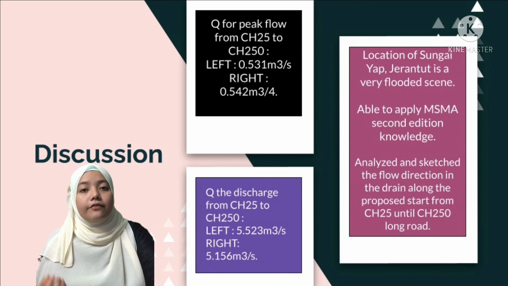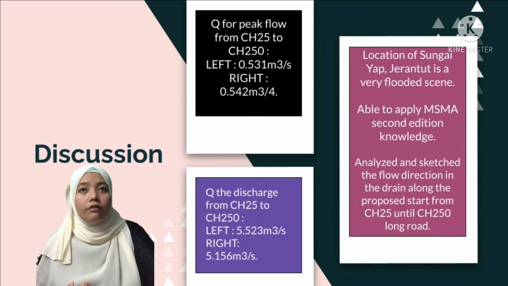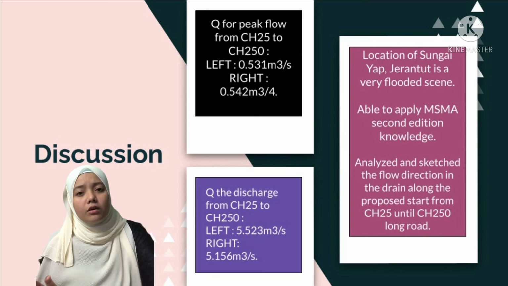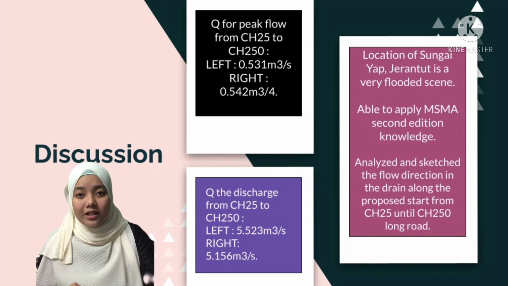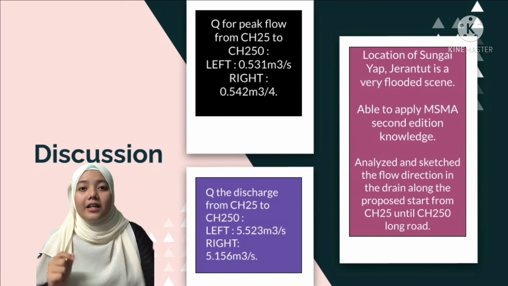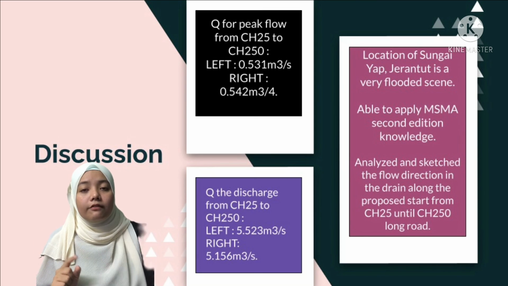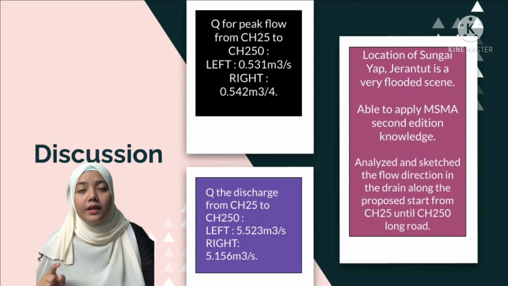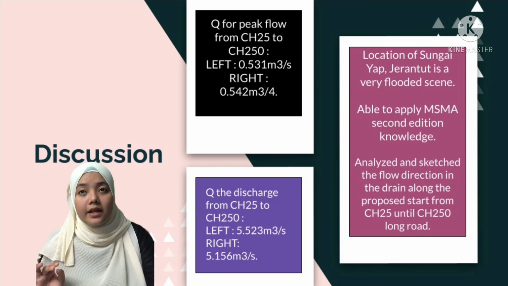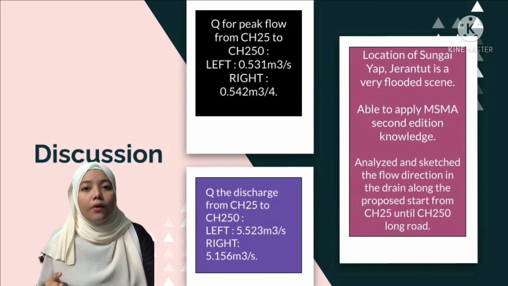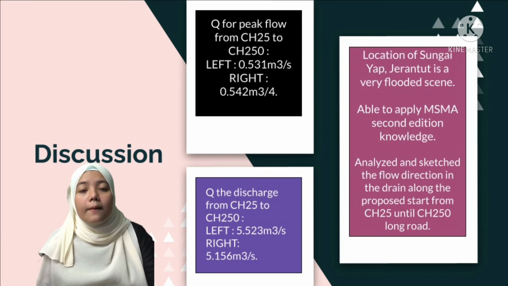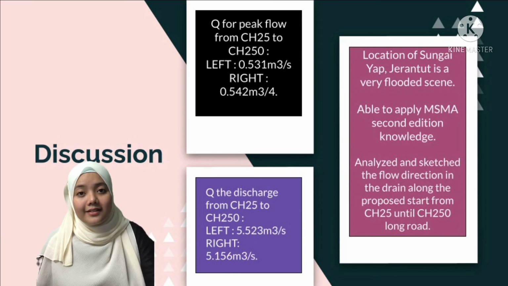Next, we find the peak flow. For the left side from CH25 until CH250, the value is 0.531 m³ per second, while for the right side it is 0.542 m³ per second.